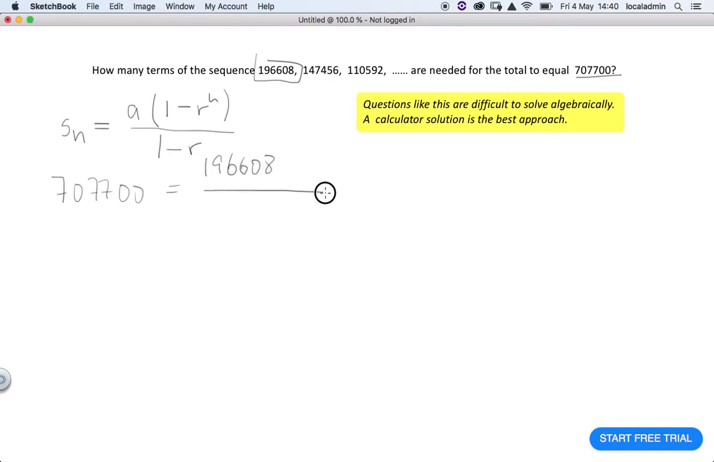196608. And now there are some things that we don't know yet, and that's r, and we do not know our n, because that is literally what they're asking for. How many terms? You know, that Sn, how many terms? So that's going to be an unknown, and then it's 1 minus r. So let's just find r quickly.